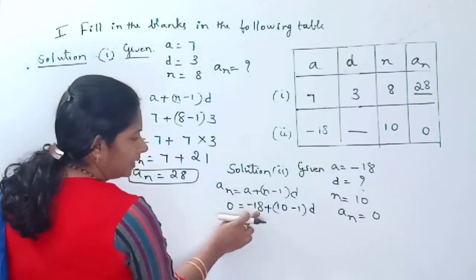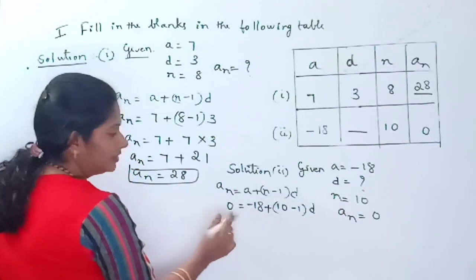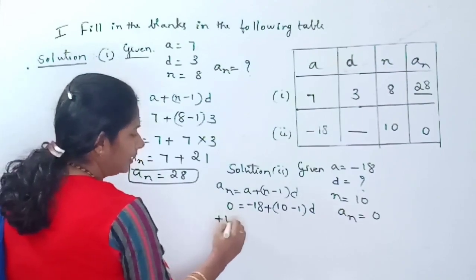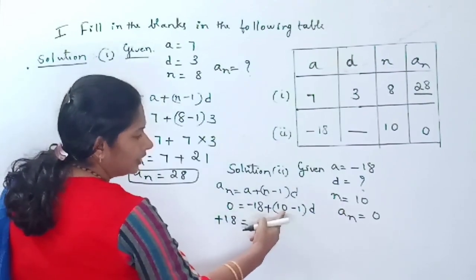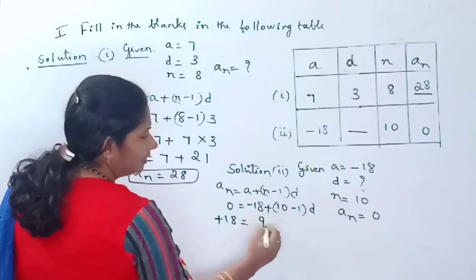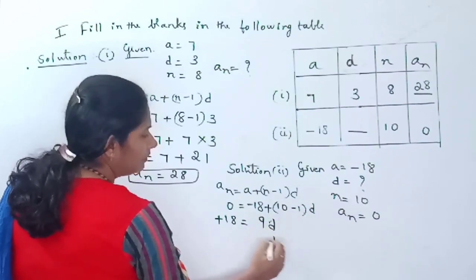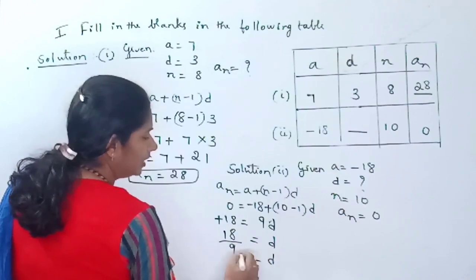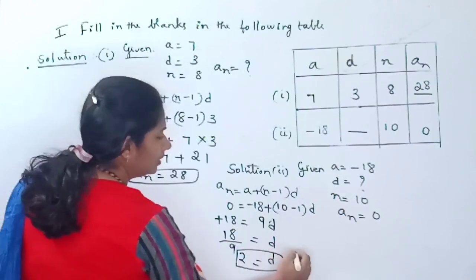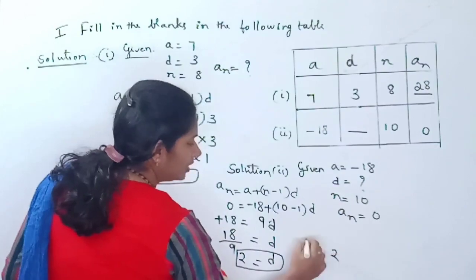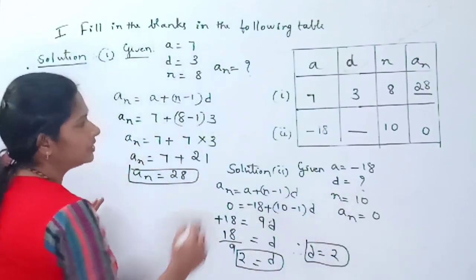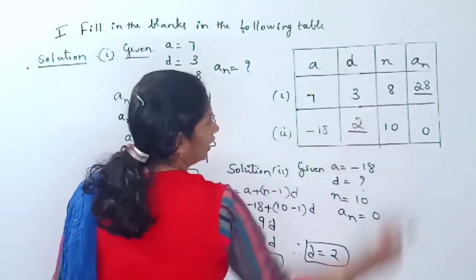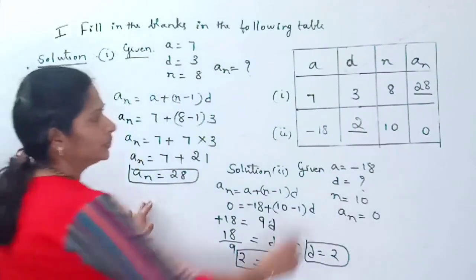So this minus 18 I'll transpose to the left hand side, children. So it is plus 18 equal to 10 minus 1, it is 9 into D. So D value is 18 divided by 9. So D value is 2. Got it? Therefore D value is how much, children? D value is 2. So write the value D equal to 2 here.